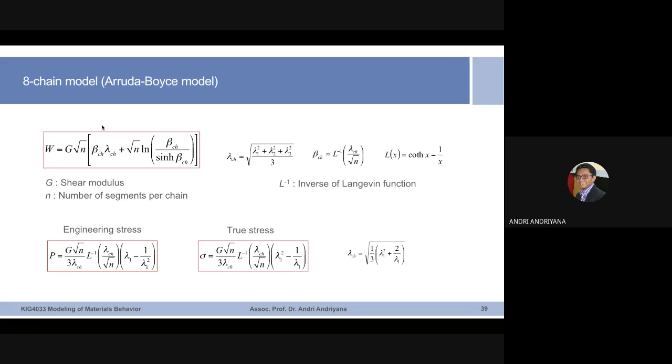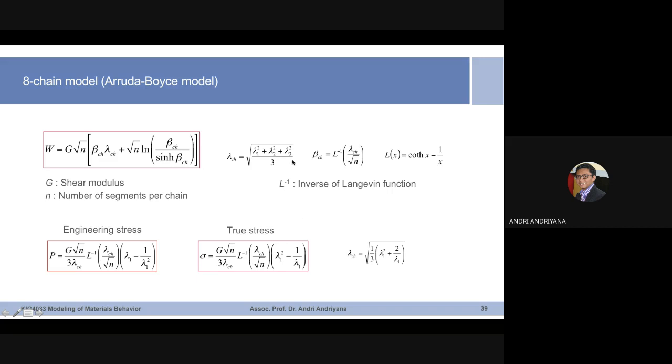Then there is a function, beta chain. Beta chain is given by these equations. L minus 1 of this, where L minus 1 is the inverse of the Langevin function, which you may never have heard before. The Langevin function is defined by this equation, hyperbolic cotangent of x minus 1 over x. And then lambda chain here is this one.